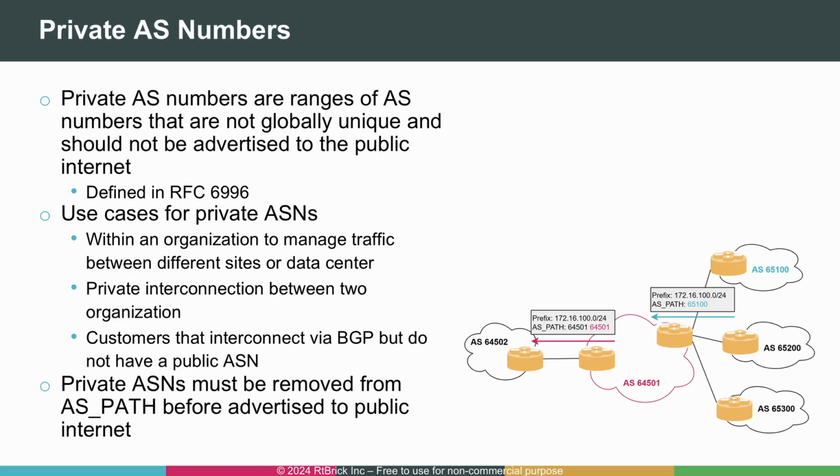To advertise routes to the Internet using BGP, you need a unique autonomous system number assigned by an Internet registry. RFC 6996 defines ranges of AS numbers that are considered private.